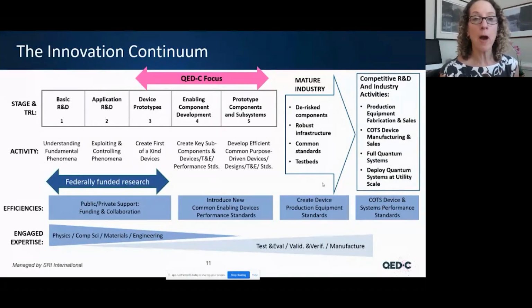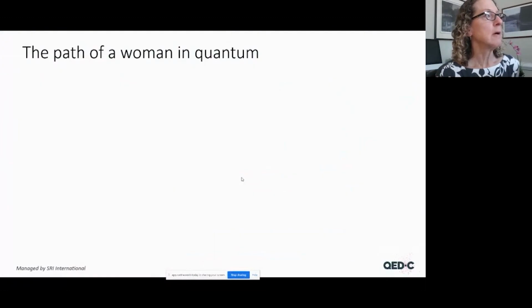Or there will be cryocoolers that are so easy to use, they're sort of invisible to the developer. They don't have to worry about the power and space and all the requirements for just cooling the systems. So this illustrates where QED-C is focused, and in this big system, how it interacts with all the other parts of the ecosystem.